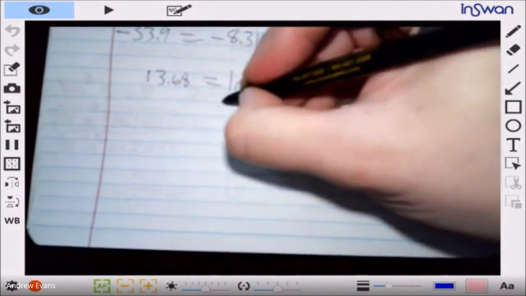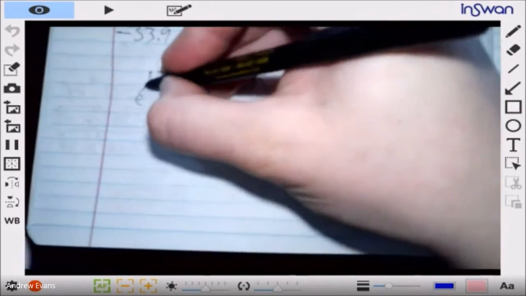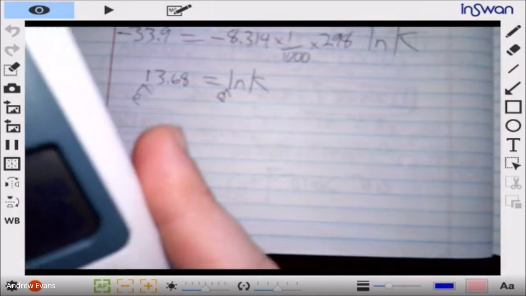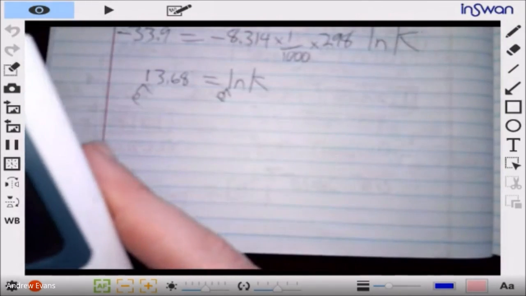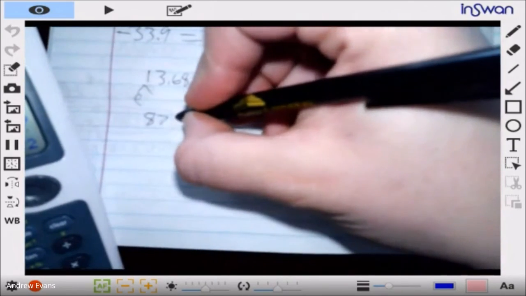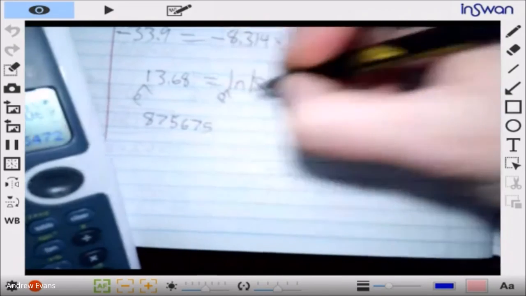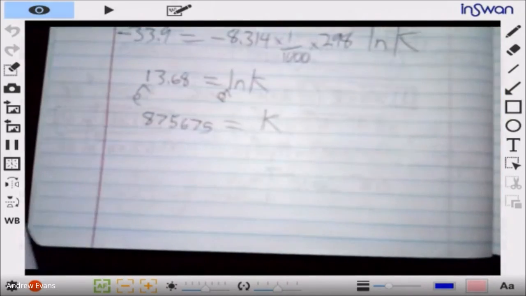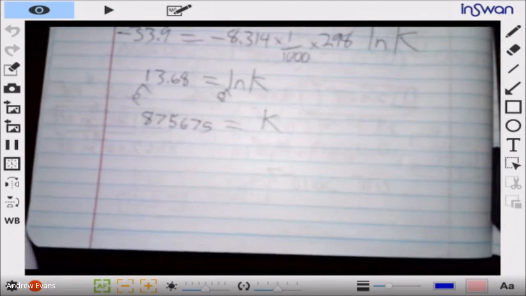If I take the e to both sides, we have a big number. We have 8,75675 equals our K. So this is very much so product favored. That's a big number. But that would be how you could calculate for K at 298.